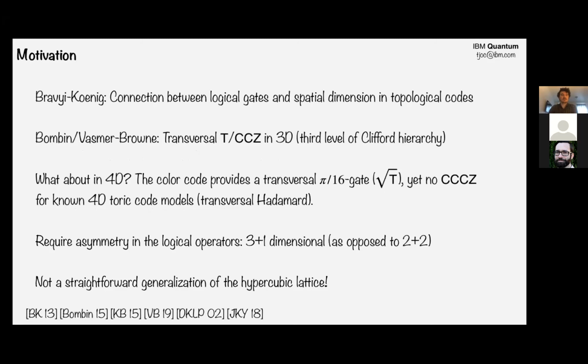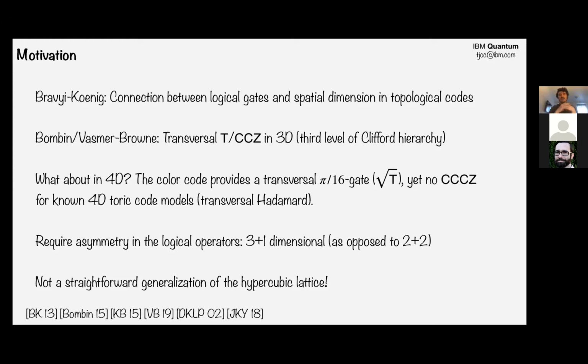Okay, so this work builds upon a great foundation of past works, a subset of which I've listed at the bottom, and I'll flash a reference slide at the very end. It builds upon the previous works that have been going on in the community in the last, let's say, 10 years. One of the fundamental works is this result by Bravyi and König, which shows this connection between the transversal logical gates you can obtain for a topological code in a given spatial dimension.